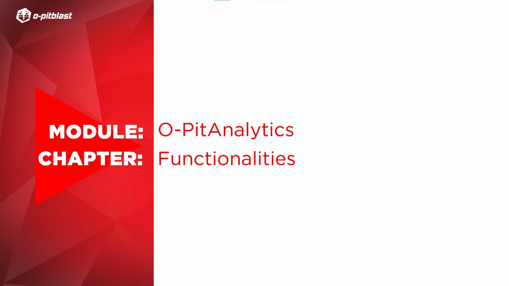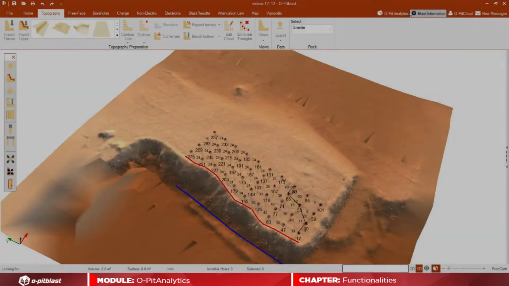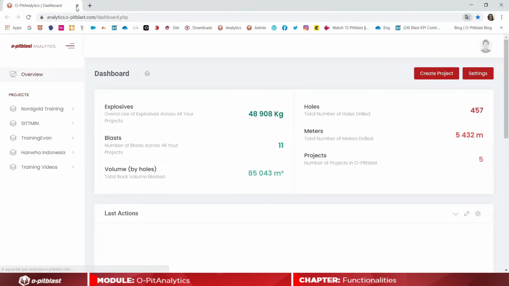In this video, you will learn how to use O-Pit Analytics. You can either access it through the website or by clicking on the tab O-Pit Analytics in the top right corner of the software. There, you will be able to visualize all the information related to your projects and blasts. Please note that only the projects and blasts that are uploaded to the O-Pit cloud will be visible in O-Pit Analytics.